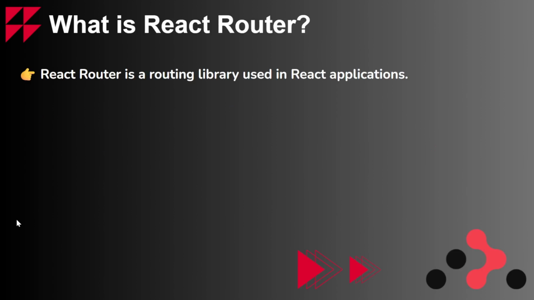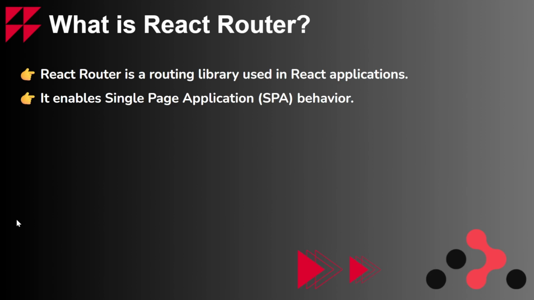So first of all, let us understand what is React Router. React Router basically is a routing library that we use in a React application. Now, when I say routing library, it means it is an external package. We do not write the code from scratch in our code. We just import the library and then make use of it, okay? The features provided by that library, you will get to know more about once you see more videos on this. It enables single page application behavior.